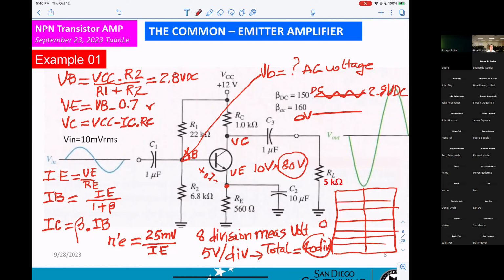That's why you set the scope probe to times 10. By 10, that means 8 divisions times 10, so you can measure up to 80 volts. You can see that.